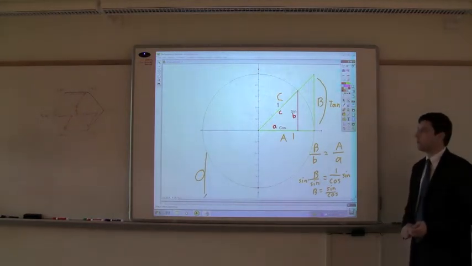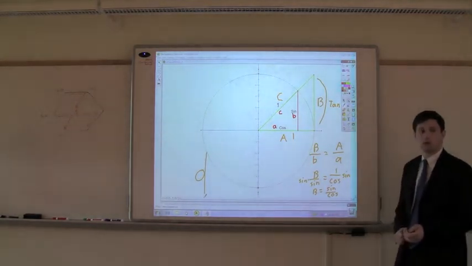You guys take a minute, try and solve for C. Let's see if you see something familiar.